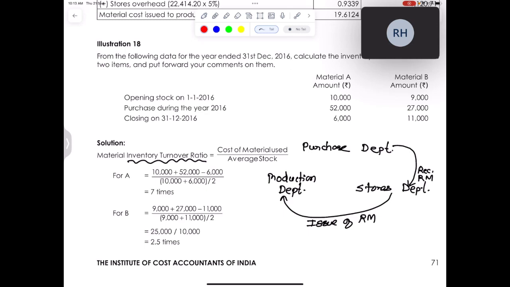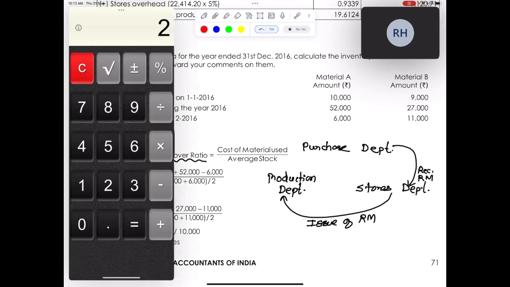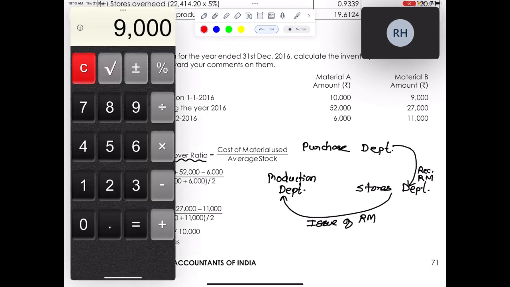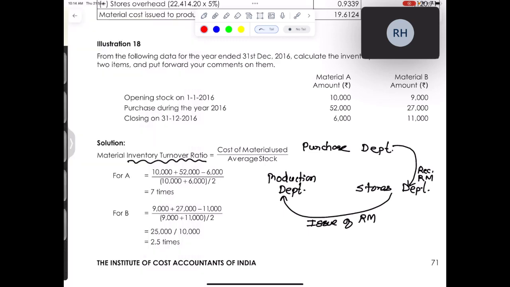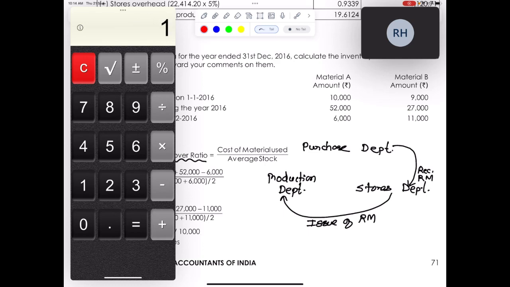First of all, we will find out the average stock. The opening stock is 10,000 units. The closing stock is 6,000 units. So the average stock of raw material A is 8,000 units. While in case of raw material B, the opening stock is 9,000 units, the closing stock is 11,000 units. 9,000 plus 11,000 divided by 2. So the average stock of raw material B is 10,000.